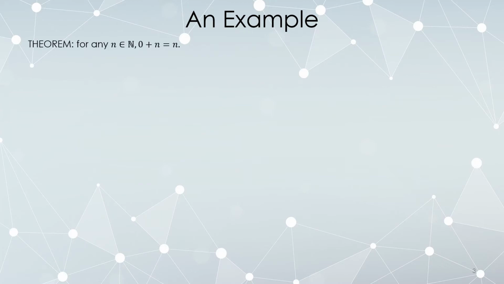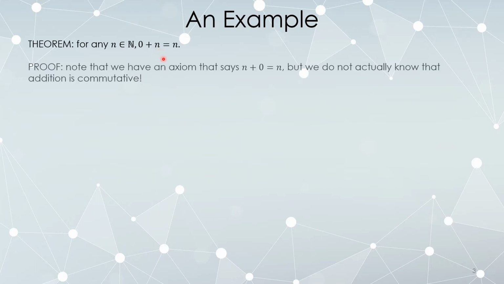We want to show that for any natural number, 0 plus n is the same thing as n. And you might be saying, wait a minute, wasn't this an axiom? Not quite. Our axiom stated that n plus 0 is always n. But we don't actually know that addition is commutative. In other words, n plus 0 and 0 plus n might be different things. So I can't just say, since I know adding on the right does something, that adding on the left does the same. We don't know that yet. So our claim formally is that for any natural number, 0 plus n equals n.